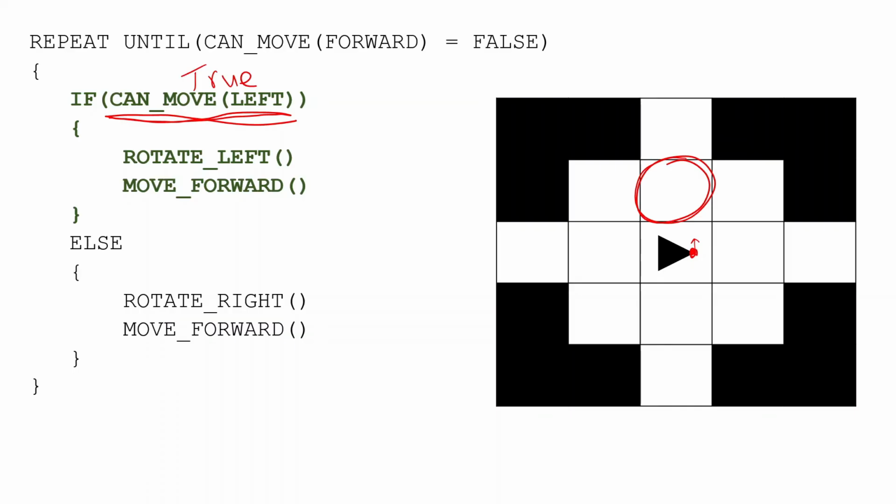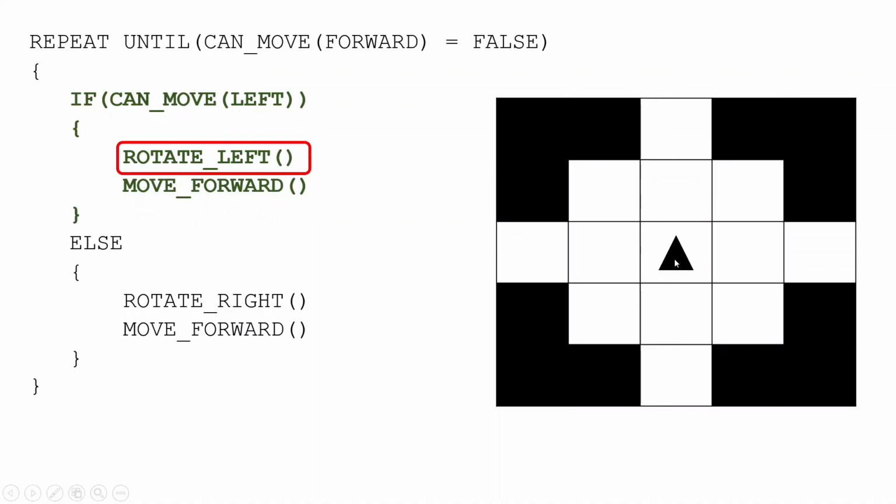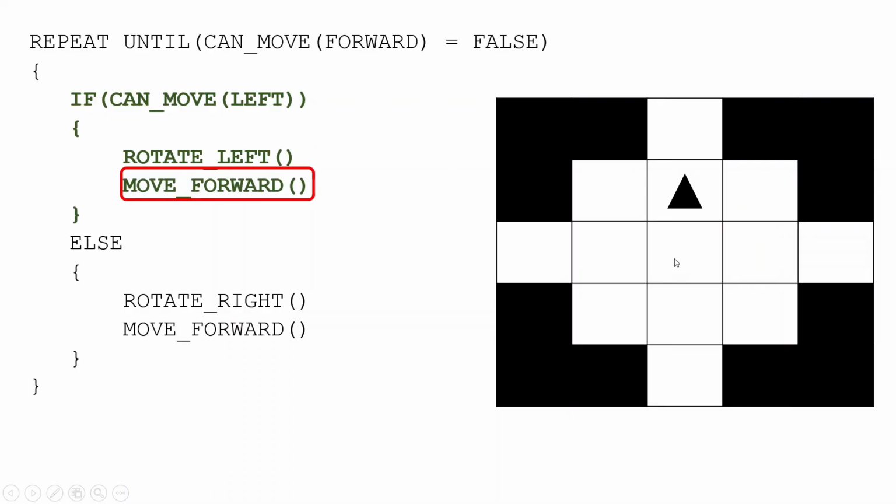True. Okay. So then inside, what happens? Well, inside, I'm actually given code to move it to the left. So it says, since you can move left, you're going to rotate to the left. Then your triangle will be facing up, and then you're going to move forward. So that's what you're going to see: my triangle turns because it rotated left, and then it moves forward.